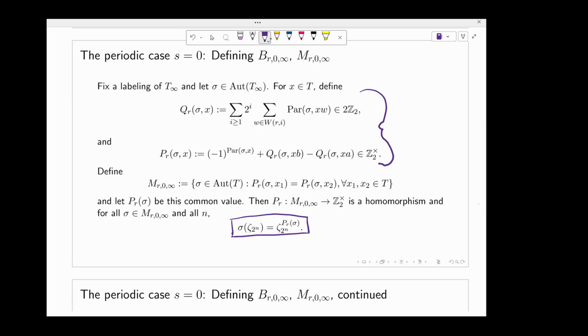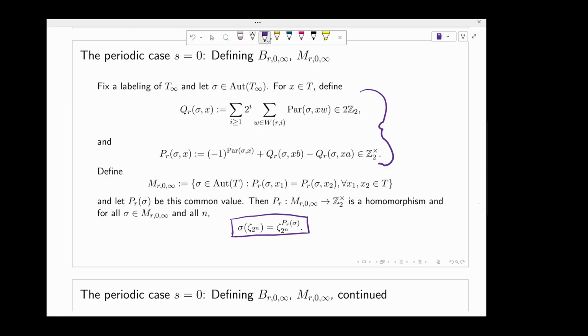And so what we can do using this messy definition is define a subgroup M of our automorphism group to be the set of automorphisms that do act consistently on the roots, given these algebraic relationships that we've constructed. So we want to take the sigmas where this p_R of sigma at X is the same above any X1 as it is above X2, for any X1 and X2 in our tree. So these are just denoting any nodes of the tree at all.